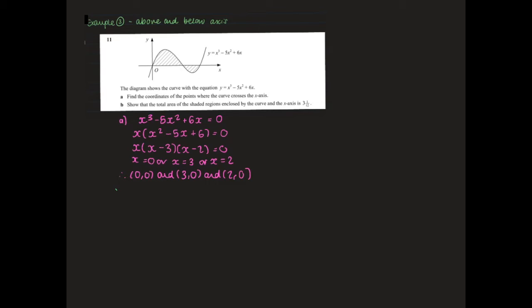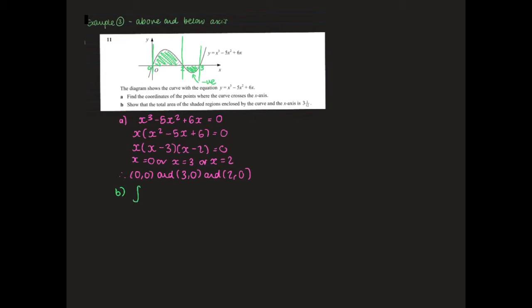Now for part B, show that the total area of the shaded region is this value. So I know that these points are my coordinates, and I've got an area above and an area below the axis, and my area is completely enclosed by the curve, the x-axis, and my points. So I need to work out this area separate to this area. And I know that this one is going to be negative.